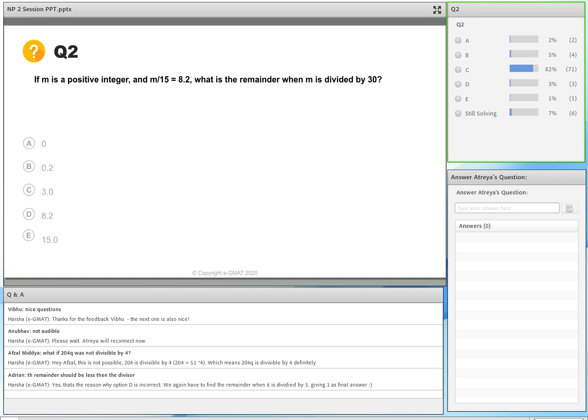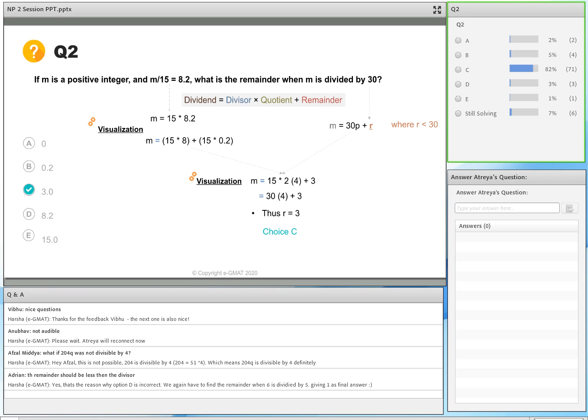So let's read the question first. Again, m is a positive integer. M by 15 is equal to 8.2. What is the remainder when m is divided by 30? So how do I write m? I write m as 15 times 8.2. Now I again divide 8.2 into two parts. One is 8, the other is 0.2. 15 times 0.2 is as simple as it's equal to 3, right?